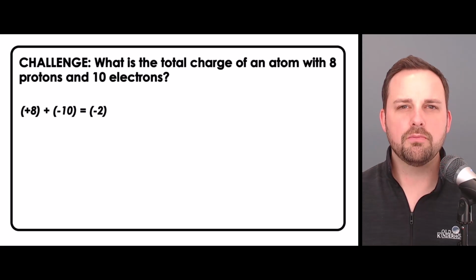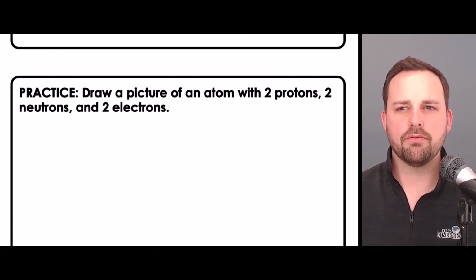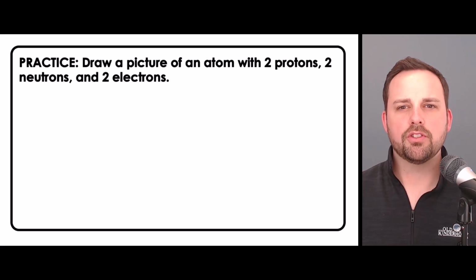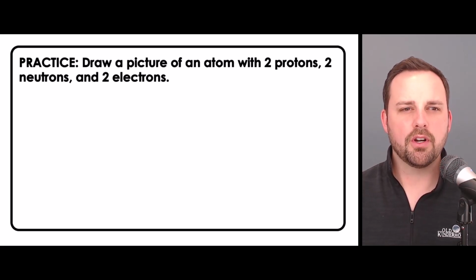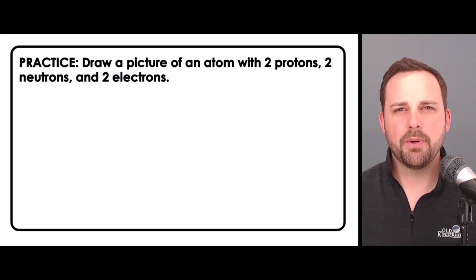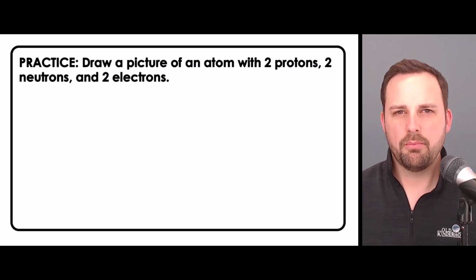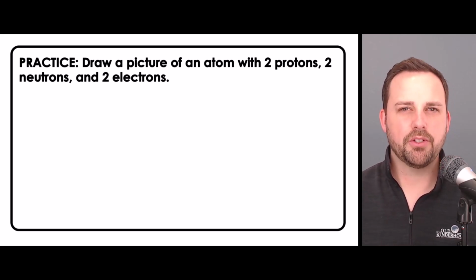Here's a practice question for you. Try to draw a picture of an atom with 2 protons, 2 neutrons, and 2 electrons, and make sure to remember to put all of these particles in the right part of the atom. Some of these particles belong in the nucleus, and some of these particles belong outside of the nucleus. Pause this video and try to draw this atom on your own.